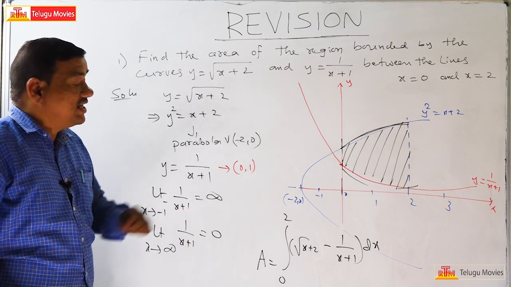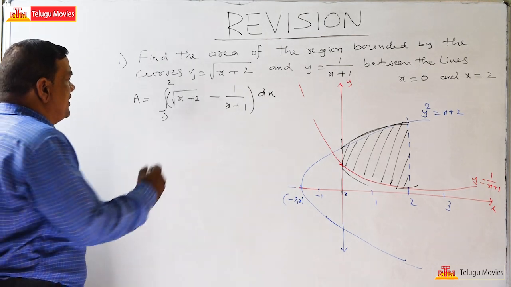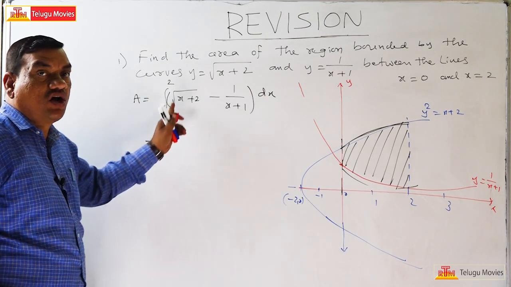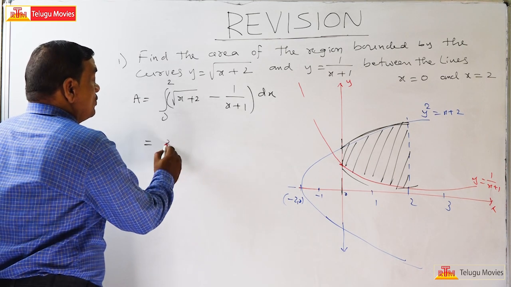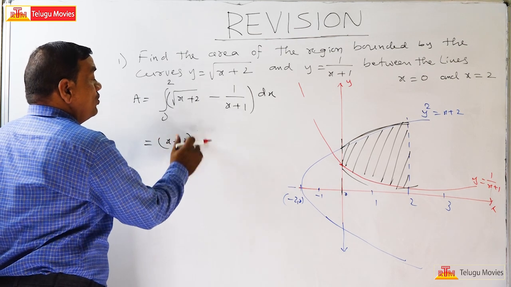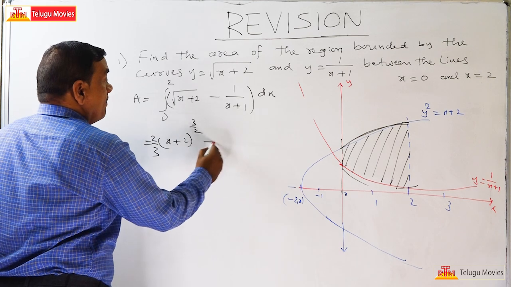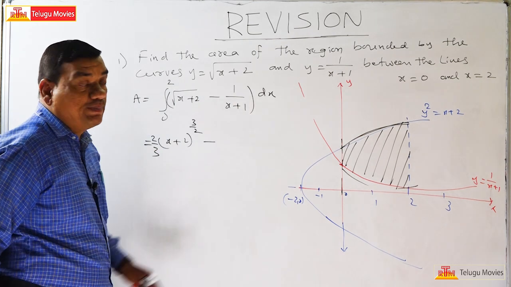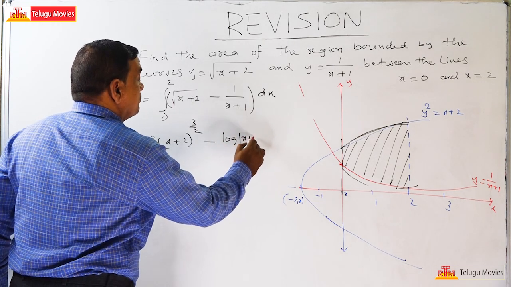Now let us do the calculation. Very easy. The integral of root of x plus 2, that is x plus 2 whole power 1 by 2, gives x plus 2 whole power 3 by 2 divided by 3 by 2, so 2 by 3. Minus the integral of 1 by x plus 1; the derivative of x plus 1 is 1 only, therefore log of x plus 1.